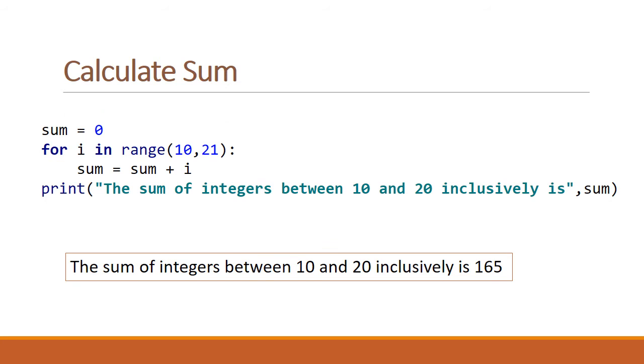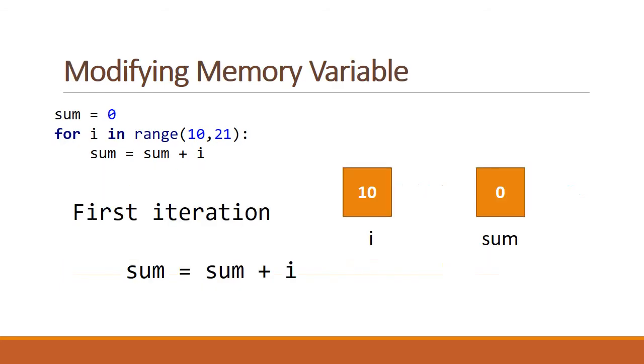So for that example, this is what the code would look like. We would initialize sum to 0, and then for each integer 10 through 20, we would assign that integer to i, and then add i to sum, and then when the for loop has completed, we would print to the user: the sum of the integers between 10 and 20 inclusively is 165.